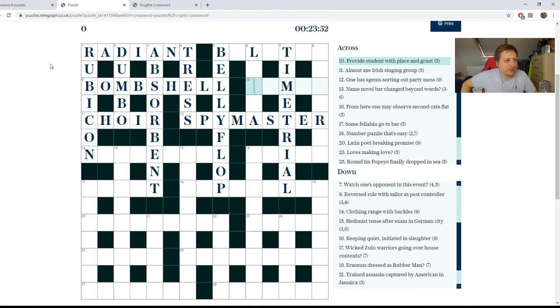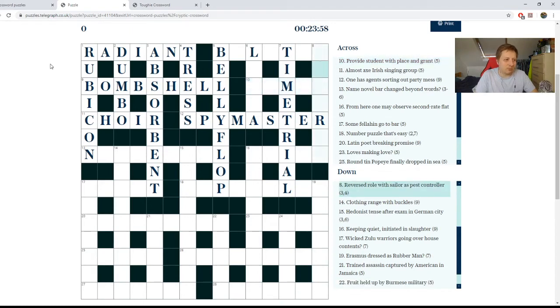Provide student with place and grant. Can't get that. Student is L, a place. Not getting. 8 down. Reversed role with sailor as pest controller.